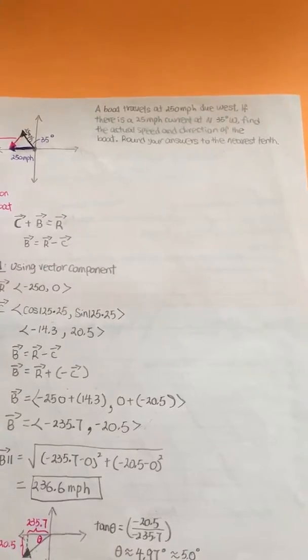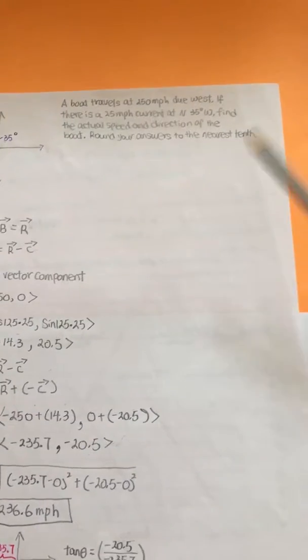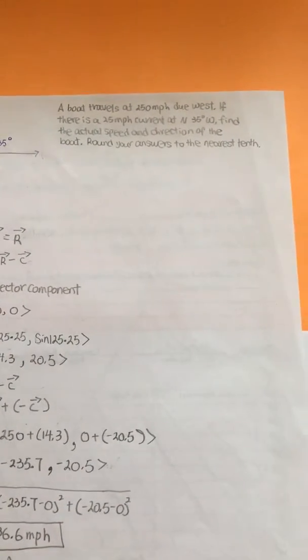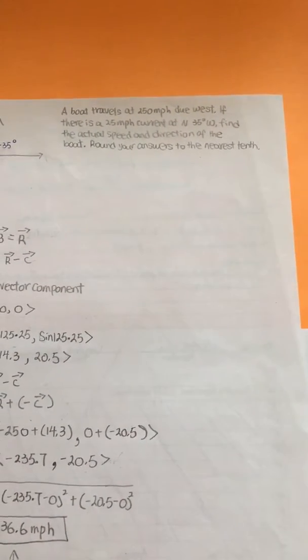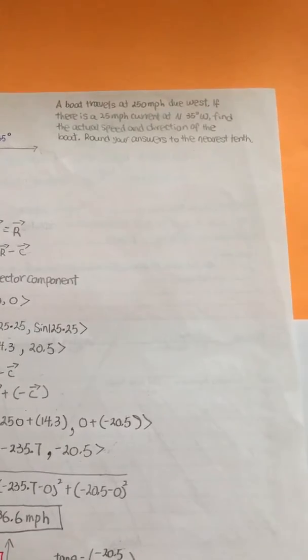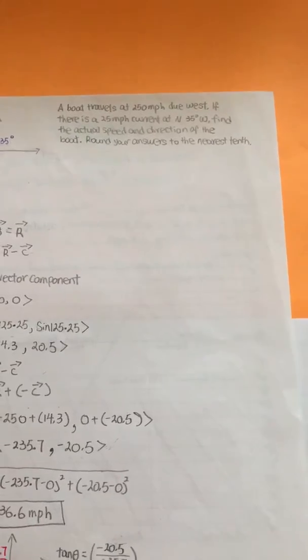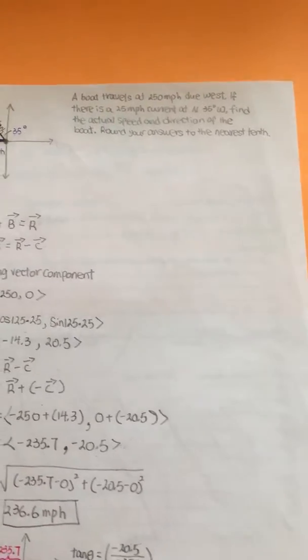So this is question number 4. Since I don't have the quiz with me, I wrote the question over here. The question is, a boat travels at 250 miles per hour due west. If there is a 25 miles per hour current at north 35 degrees west, find the actual speed and direction of the boat. Round your answers to the nearest tenth.